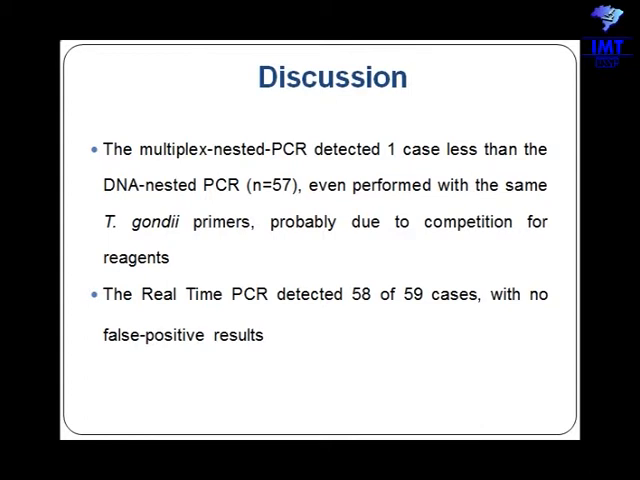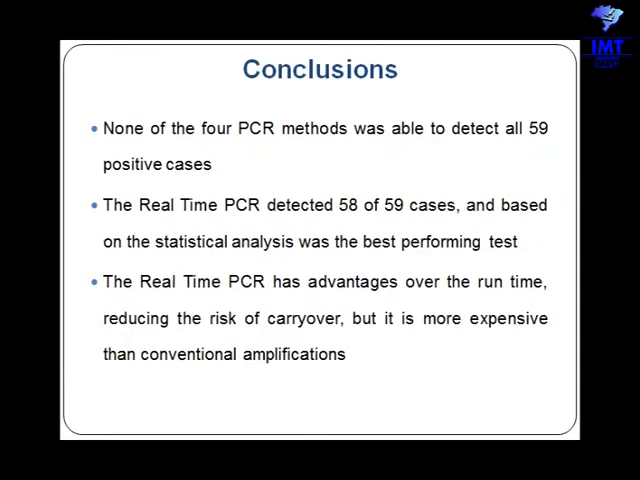The multiplex nested PCR detected 1 case less than the DNA nested PCR, even though it used the same T. gondii primers, probably due to competition for the reagents. The real-time PCR detected 58 of 59 cases with no false positives. In conclusion, none of the 4 PCR methods was able to detect all 59 cases. The real-time PCR detected 58 of 59 cases, and based on the statistical analysis, was the best performing test.